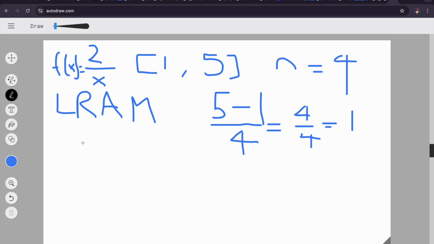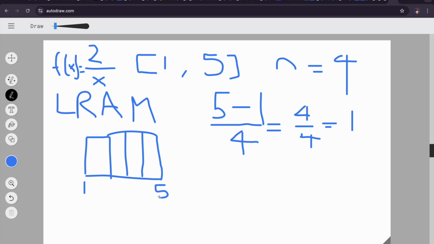So I'm going to, first of all, draw 4 rectangles here. A little bit uneven, but doesn't matter. And then, as we know, it's between 1 and 5. And it's also a width of 1 for each rectangle, so we're going to add the rest because there's a gap of 1. So it's going to be 1, 2, 3, 4, 5.